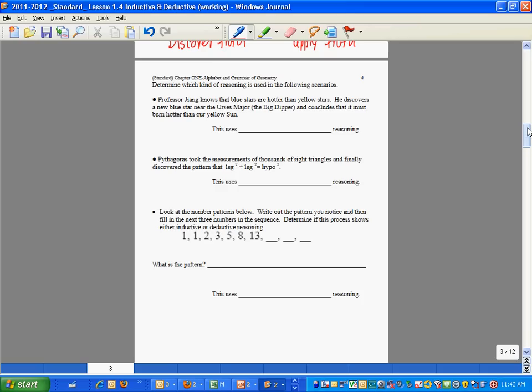Okay, you should be on that last one. Inductive, deductive. I'm going to pester someone. Make sure you're ready to defend yourself.